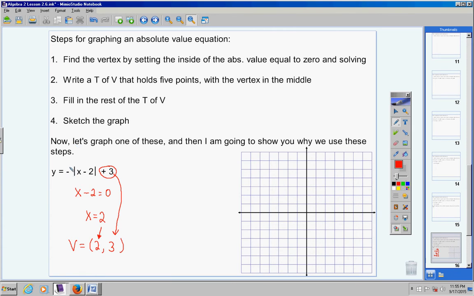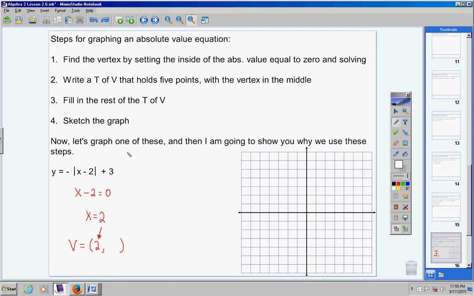Now, don't get confused if there would have been like a negative 2 right here. Don't ever think that's the y value. That number is being multiplied times the absolute value. I'm not talking about that number. I'm talking about this number right here that's being added or subtracted on the end. It always goes here.